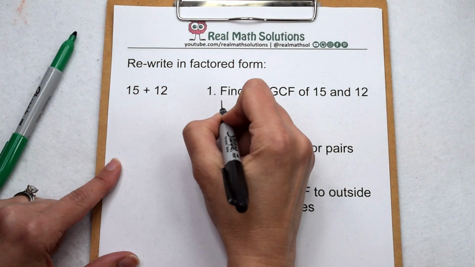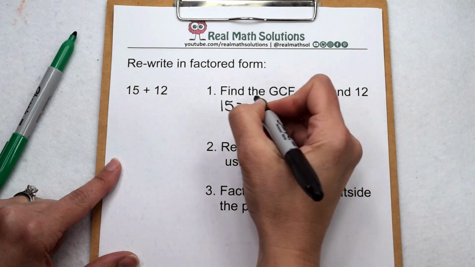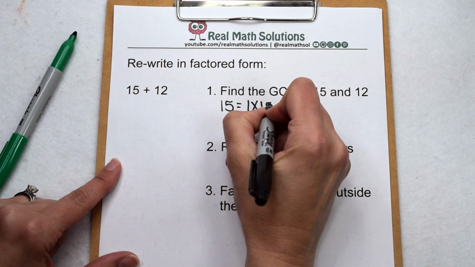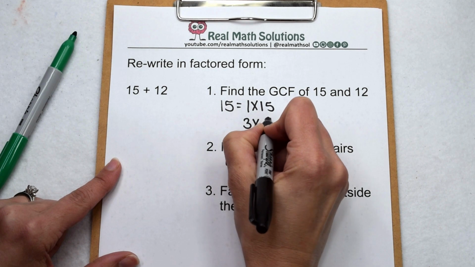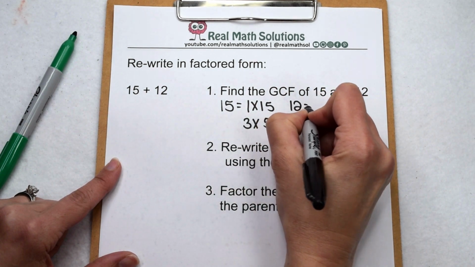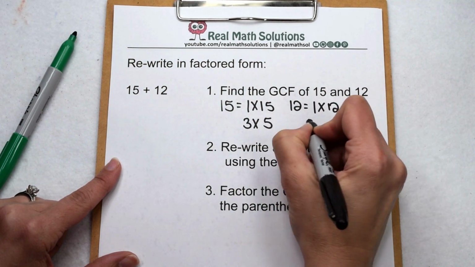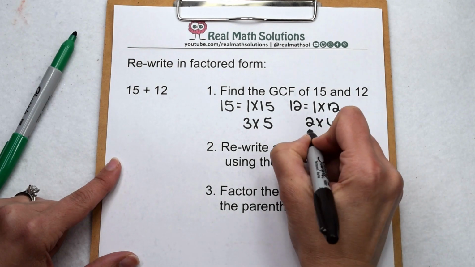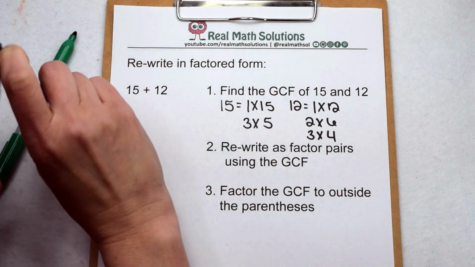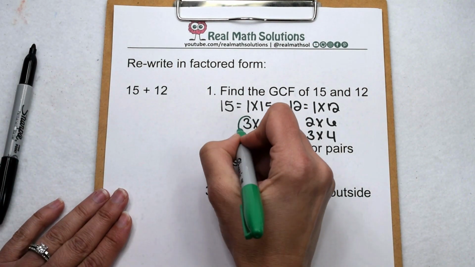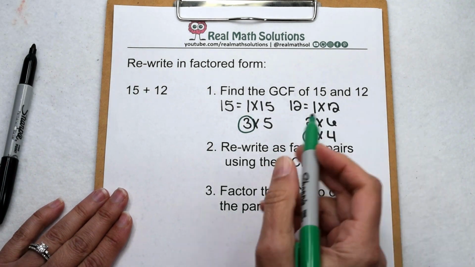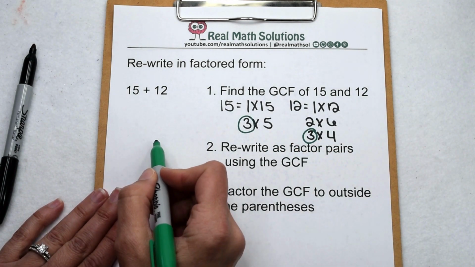The first thing we're going to have to do is find the greatest common factor of 15 and 12. Factor pairs of 15 include 1 times 15 and 3 times 5. Factor pairs of 12 include 1 times 12, 2 times 6, and 3 times 4. From there, we can find their greatest common factor. They have 3 as their greatest common factor, so now we can rewrite that using the factor pairs.